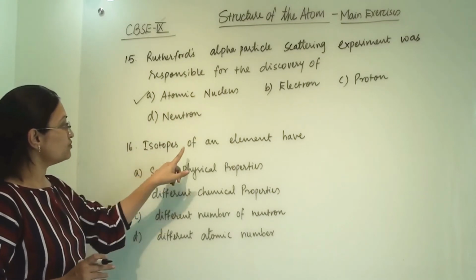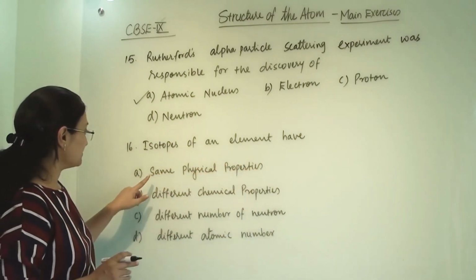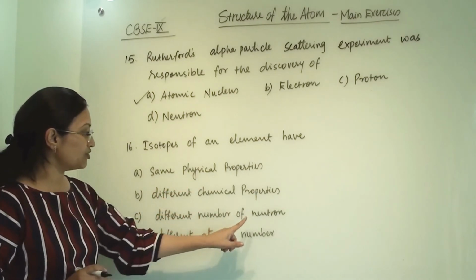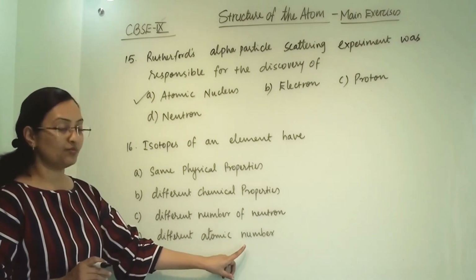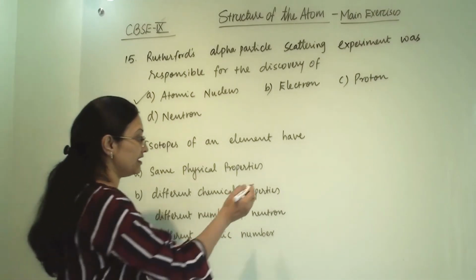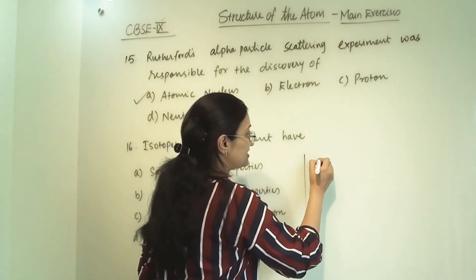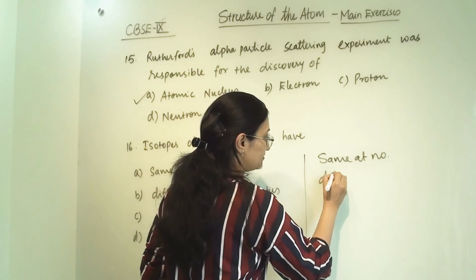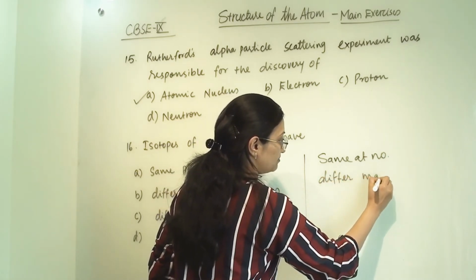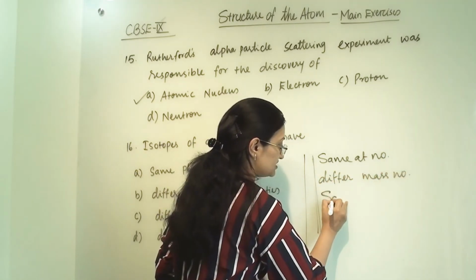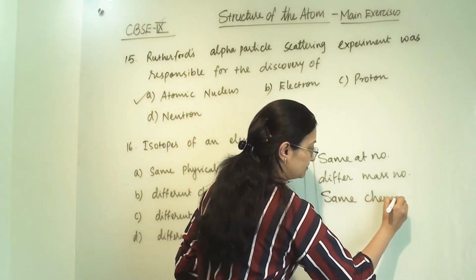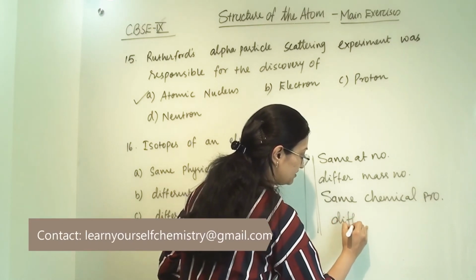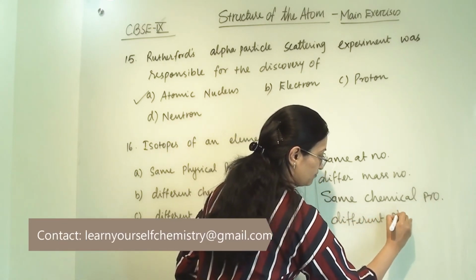Question 16: isotopes of an element have the same physical properties, different chemical properties, different number of neutrons, or different atomic number. So when an element has isotopes, it has the same atomic number, different mass number, the same chemical properties and different physical properties.